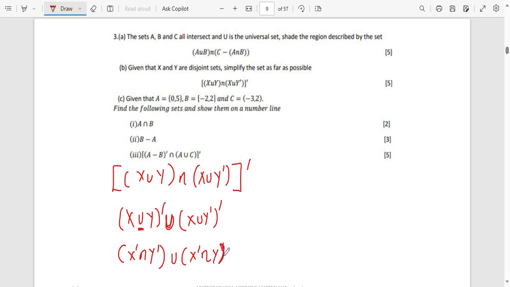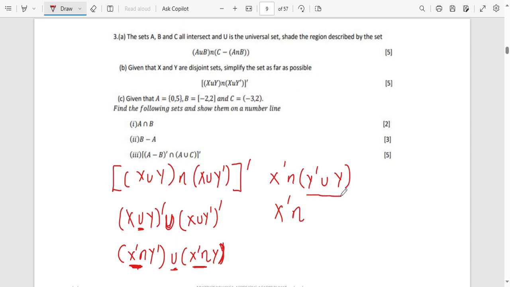Okay, just y. Now you can see x complement intersect is common, so I'll factorize that x complement intersect. In the first bracket, what will remain is y complement. We'll get a sign in the middle here, which is union. The second bracket, what we'll get is a y. So it becomes x complement intersect.